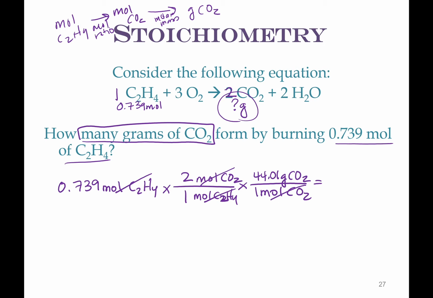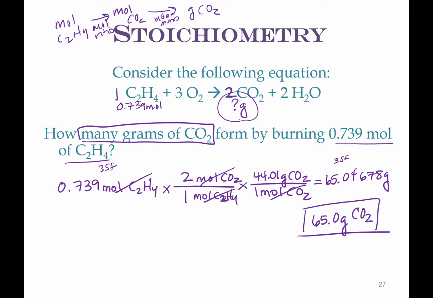We multiply across the top. So 0.739 times 2 divided by 1 times 44.01 divided by 1. And we end up with 65.04678 grams. 3 sig figs here. So we can only have 3 sig figs in our answer. 65.0 grams of CO2.